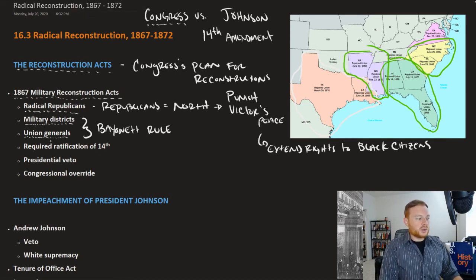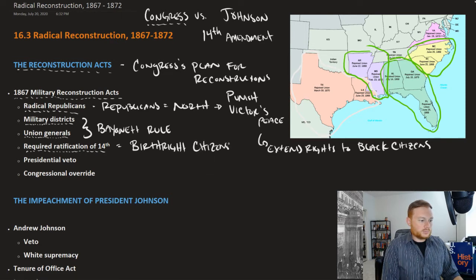So what did Congress want? Well, they wanted mostly a requirement that the 14th Amendment be ratified. Recall the 14th Amendment provides for birthright citizenship and equality before the law. All right, that's what they want.